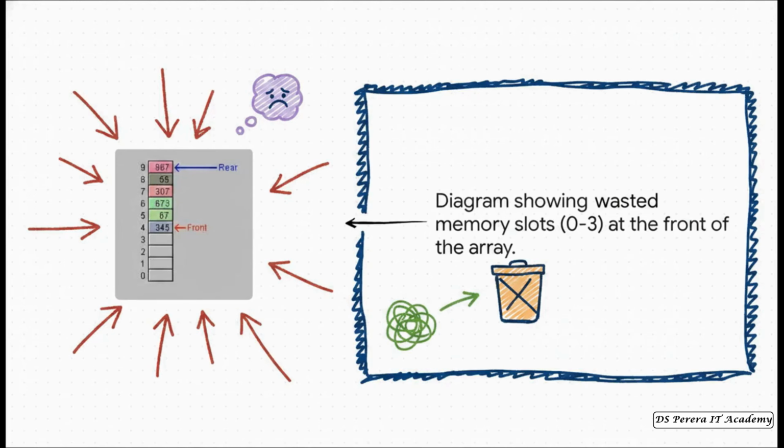And this diagram just shows the problem perfectly. You can see the rear pointer is stuck at the very end of the array, so our program thinks we can't add any more items. But just look at all that beautiful empty space from index 0 all the way to 3. It's totally unusable, completely wasted, just because our simple pointers don't know how to loop back around to the start. From a resource perspective, this is incredibly inefficient.